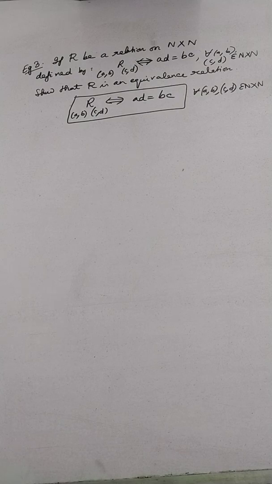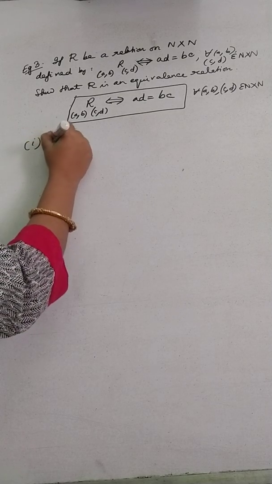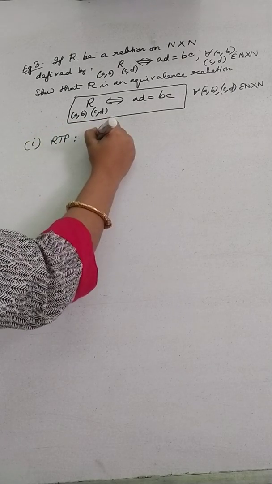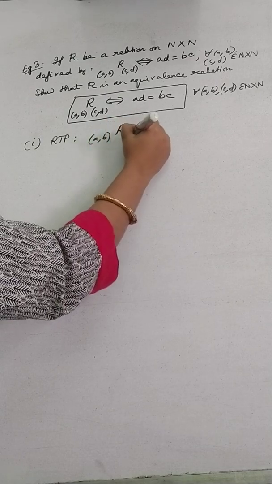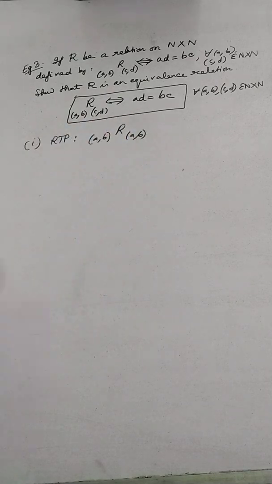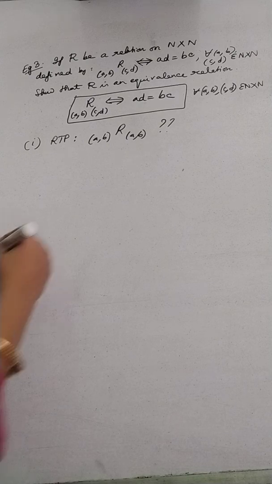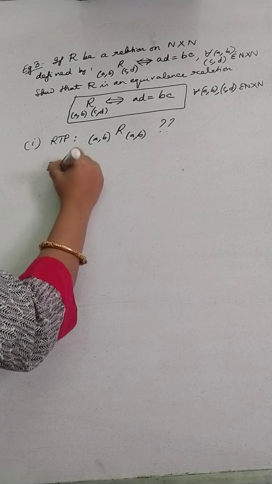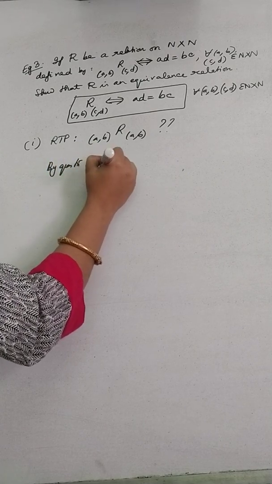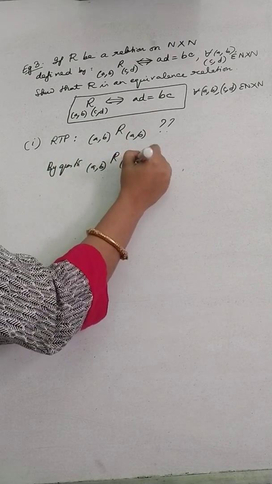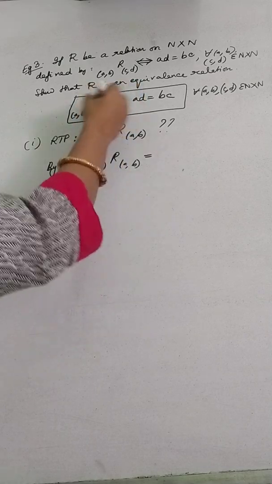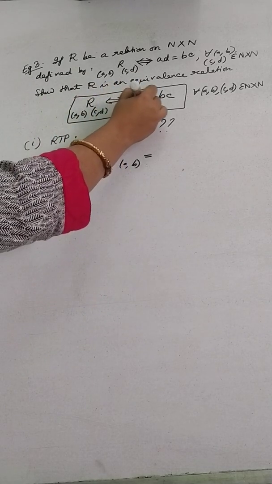I have to show that R is an equivalence relation. That means what is the first thing that I have to show? I have to show whether AB is related to AB or not. If it is true, then I will say it is reflexive. Now what is the meaning of AB related to AB? By the question, AB related to AB means, what is the definition according to this? This means AD is equal to BC.